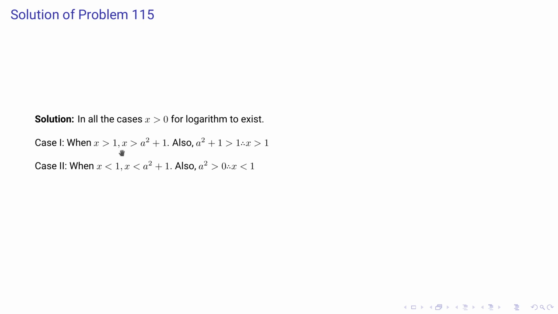So if x is greater than 1, then x is greater than a square plus 1. Also, since a is not equal to 0, a square plus 1 would be greater than 1. That means x is greater than 1. In the second case, x would be less than 1. In that case, x is less than a square plus 1. Now, since a is not equal to 0, a square has to be greater than 0. Now, that means x is less than 1. These two conditions mean x is less than 1. So, from these two conditions, we get two different ranges for x.